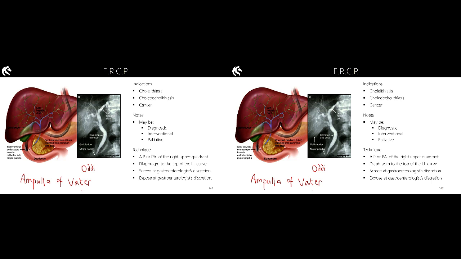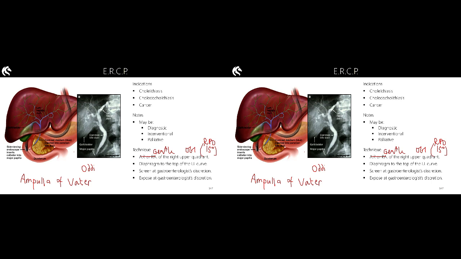So we start off, and look, rather than calling it an AP or PA of the right upper quadrant, we'll call it a gentle oblique of the right upper quadrant. And look, approximately 15 degrees of RPO is what we're looking at there. And in an ERCP position, you are going to be looking to include the entirety of the hepatobiliary system, and that's a really easy way of doing it.